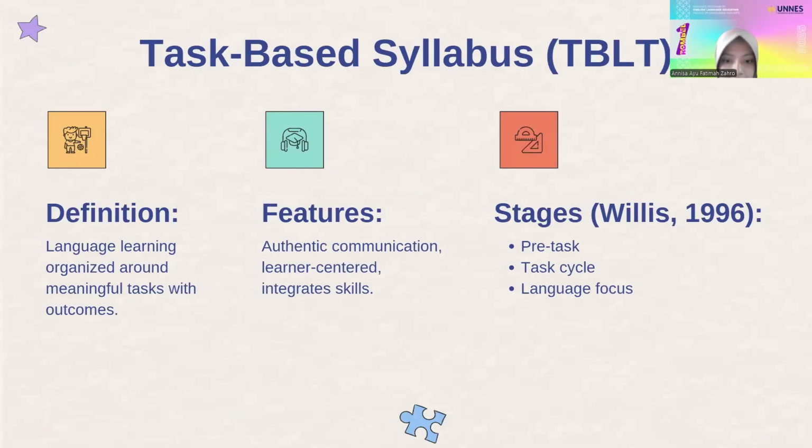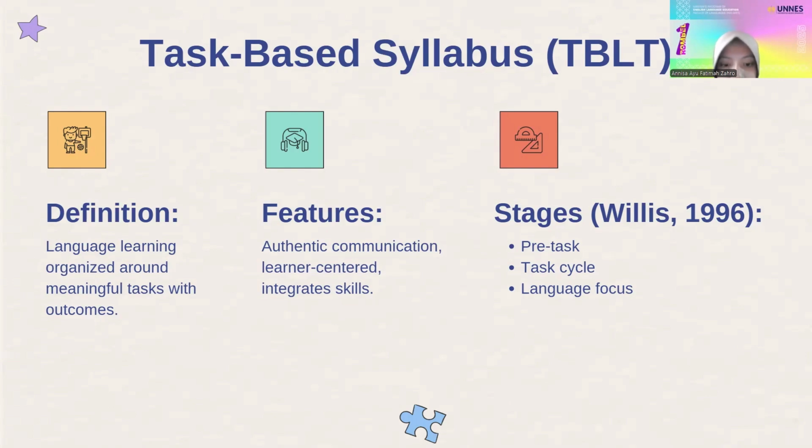The next syllabus type is the task-based syllabus, or we can call that TBLT. This approach puts tasks, real meaningful activities, at the center of learning, according to Nunan, 2004, and Willis, 1996. A task is any activity where learners use the target language to achieve a real outcome, such as solving a problem, planning a trip, or performing a role play.